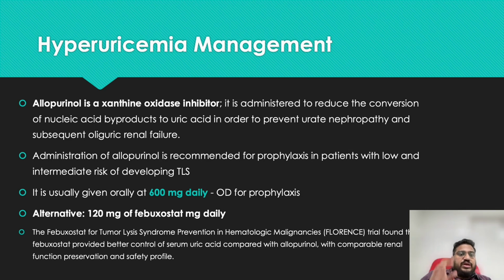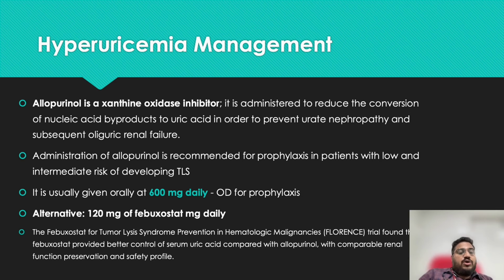So coming to a quick view of hyperuricemia management, allopurinol is a xanthine oxidase inhibitor. That is one agent that we can give. It is administered to reduce the conversion of nucleic acid byproduct to uric acid. So again, you can try allopurinol. Administration of allopurinol is recommended for prophylaxis in patients with low and intermediate risk of developing tumor lysis syndrome, and it is usually given at a dose of 600 milligram per day, once a day prophylaxis. That is the prophylactic dose.